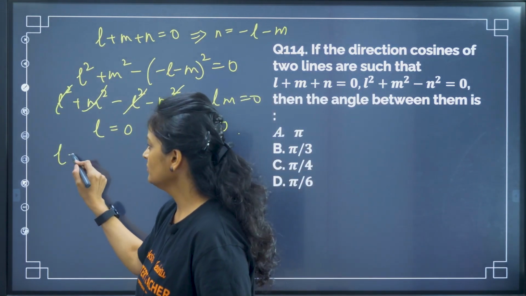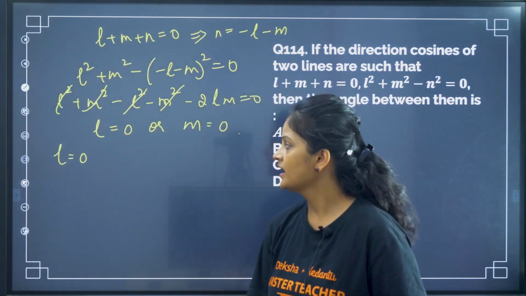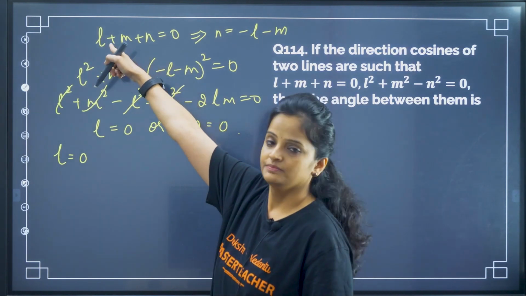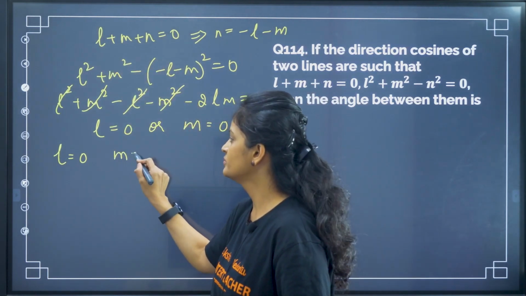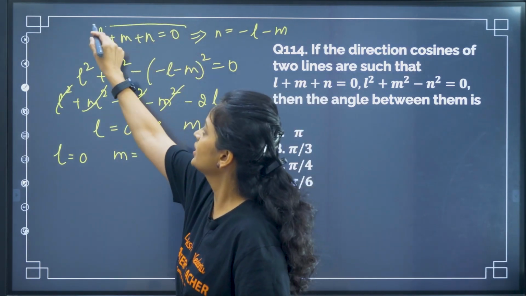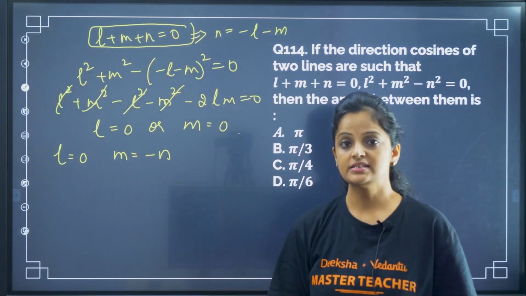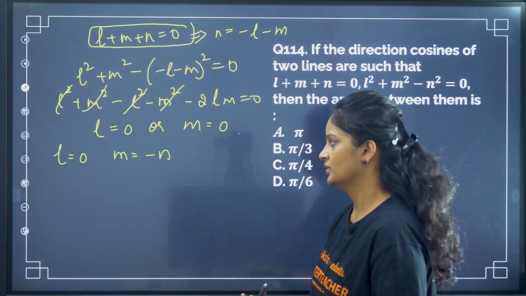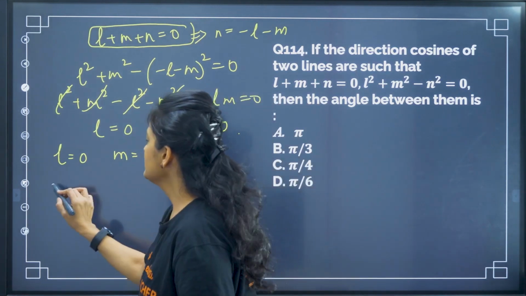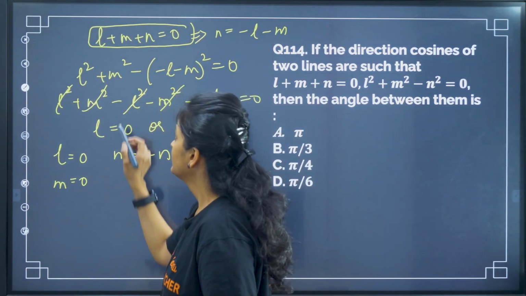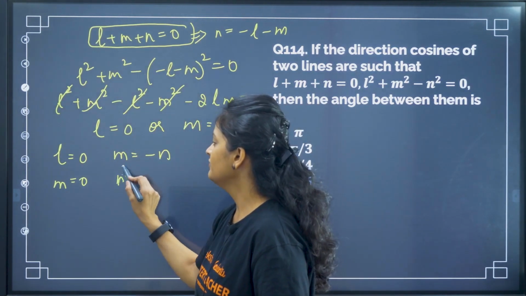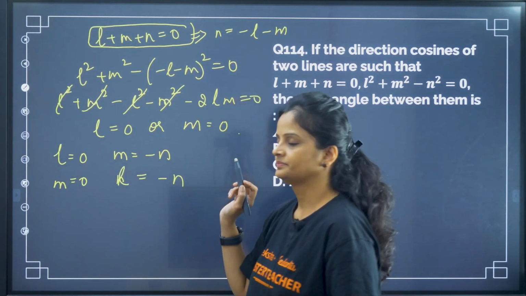If L is 0 in this, then M has to be minus N from this. If L is 0, then M will be minus N. And if M is 0 in this, then L will be minus N.